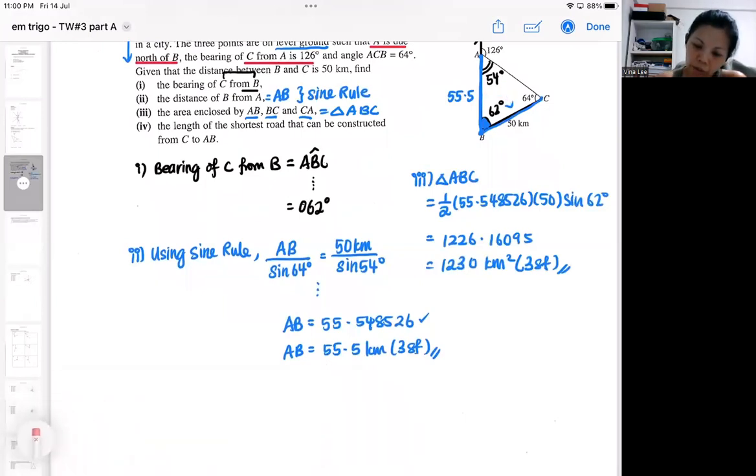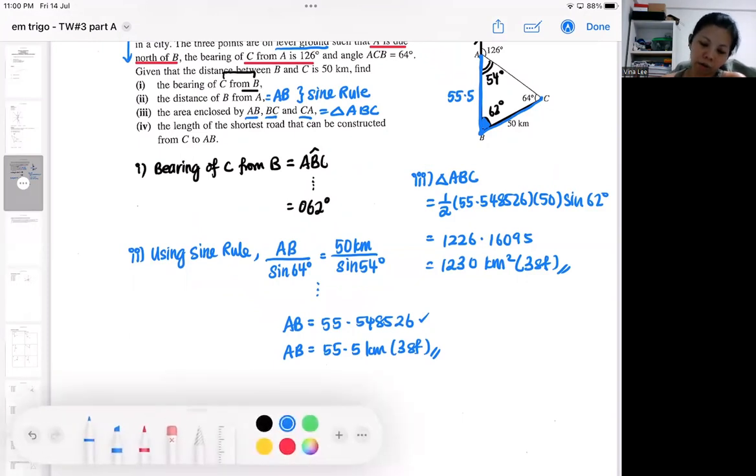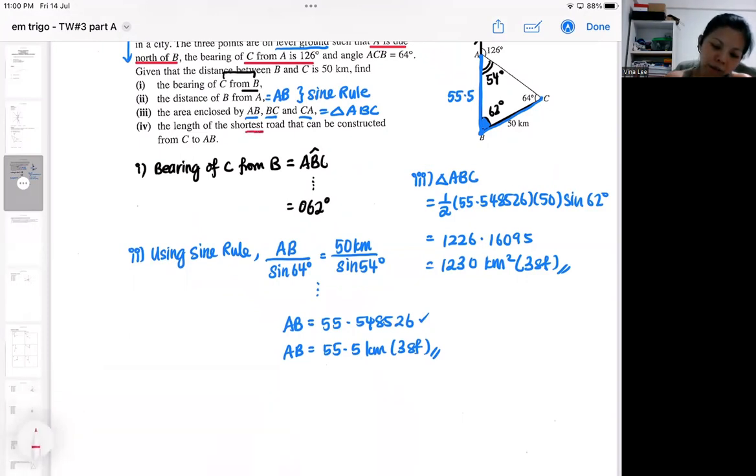Okay, the next one is the one where a lot of students will have some issue. They will have some issue with the shortest distance that can be constructed from C to AB. Usually shortest distance will mean shortest road. The property regarding the shortest distance will always be a perpendicular distance. So from C, the perpendicular distance will be this. So I'm interested to find this. You can let the shortest distance, the shortest road, be K.